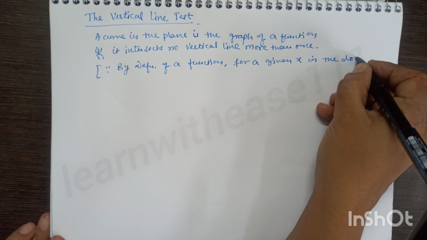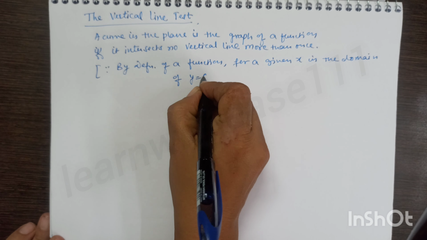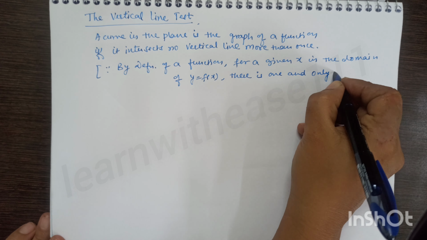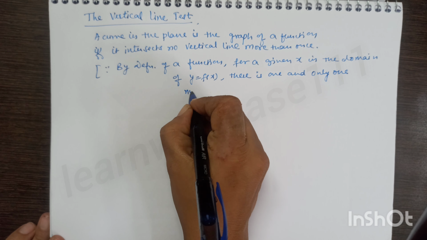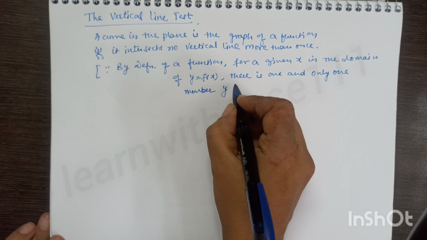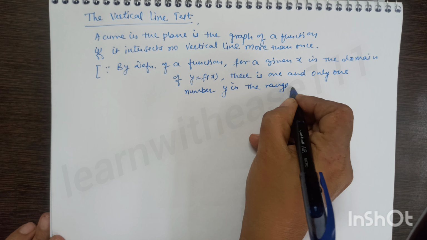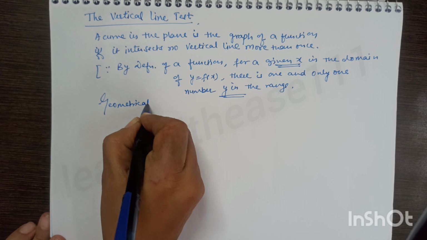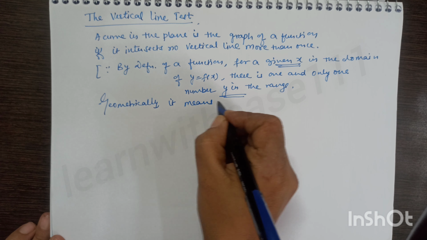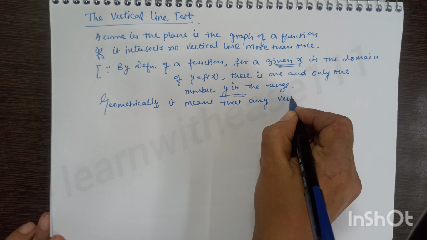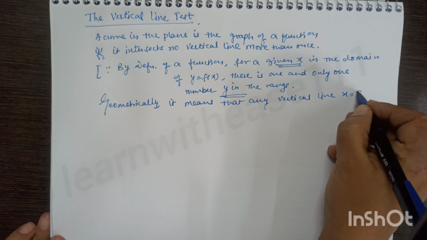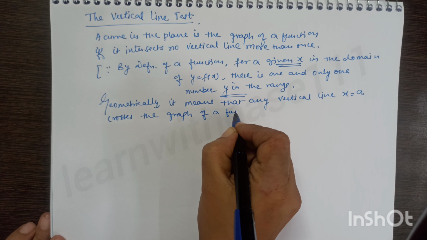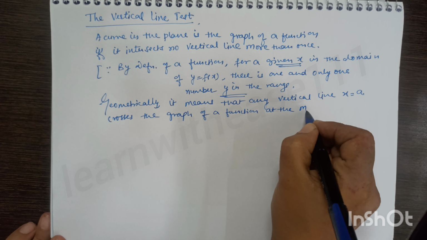Why so? Because by the definition of a function, for one value of x we can have one and only one value of y, right? Whenever we substitute any value from the domain, there should be a unique value in the range. That's the criteria which tells us geometrically that whenever there is a vertical line with equation x is equals to a, it cannot cut the graph at more than one place. That is the vertical line test. So by looking at the graph, we can tell whether it is the graph of a function or not.